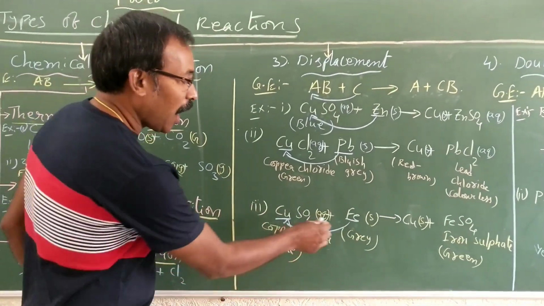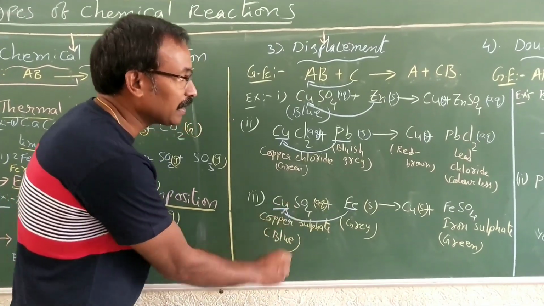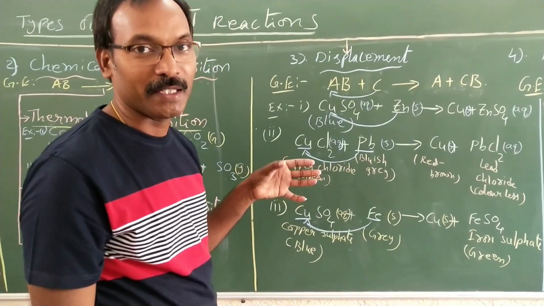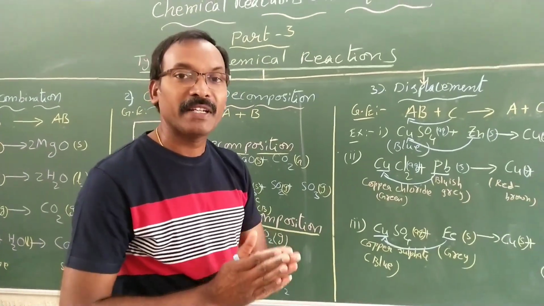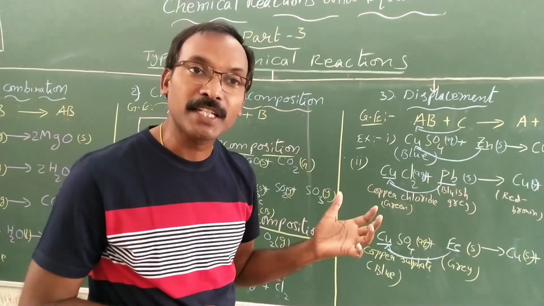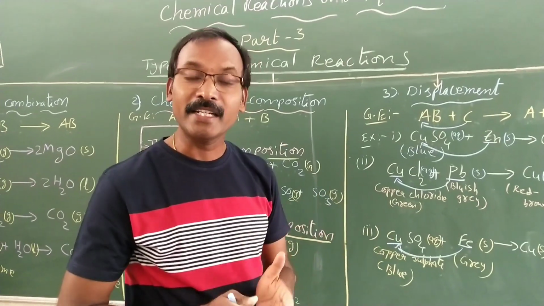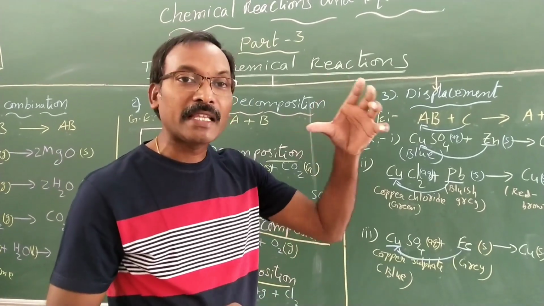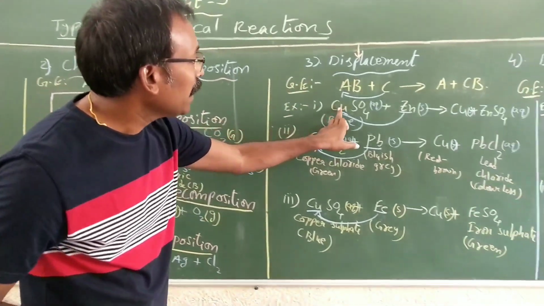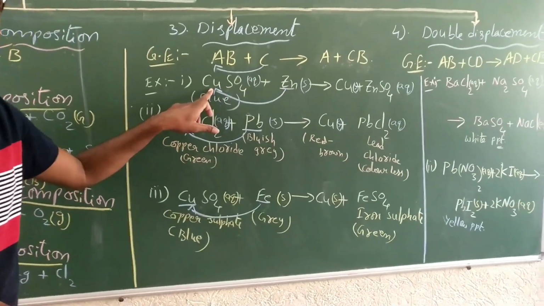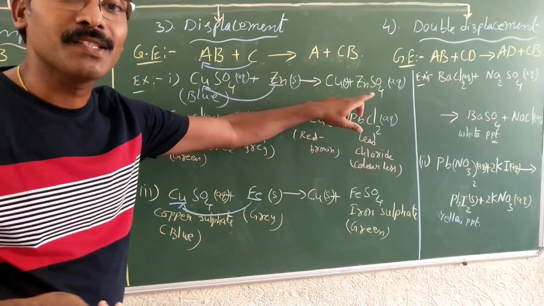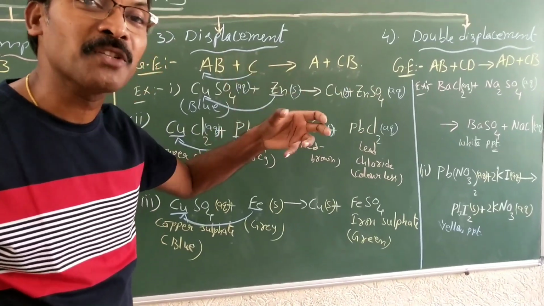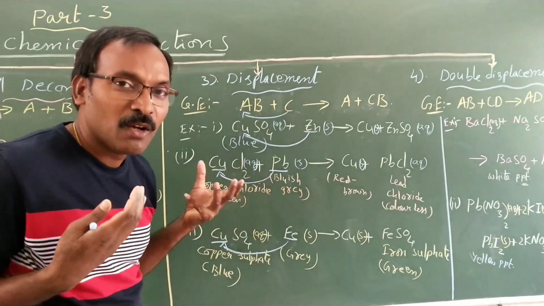And here, how is the iron able to displace this? Here we have to understand one concept, that is, the reactivity series. Reactivity series means some elements are highly reactive, some are low reactive, some are moderately reactive, based on their reactivity. For example, zinc will displace the copper. Suppose you take zinc sulfate and copper, this copper cannot displace the zinc because zinc is more reactive than the copper. It is quite obvious.